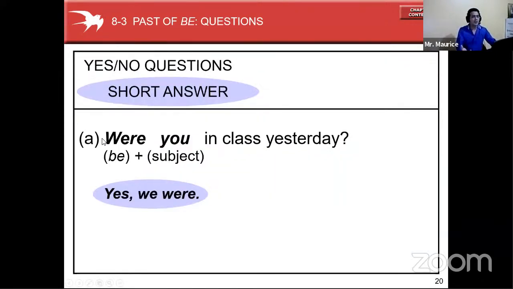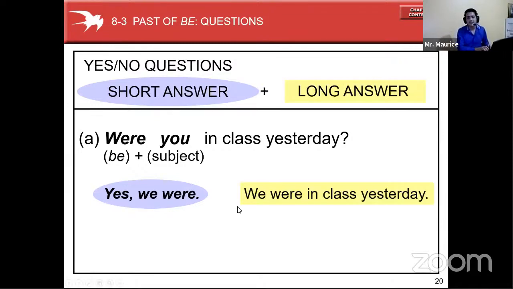So for any questions, we have answers. Short and long answers. Take a look at the example letter A. Were you in class yesterday? Yes, we were. This is a short answer, but we can also use a long answer. We were in class yesterday.